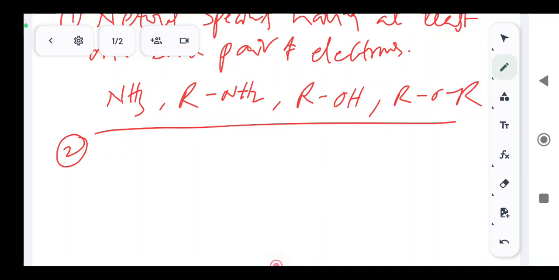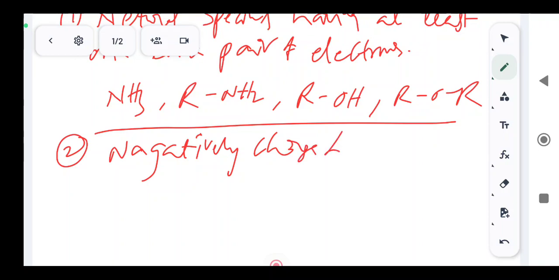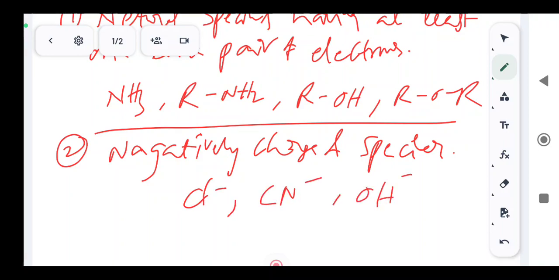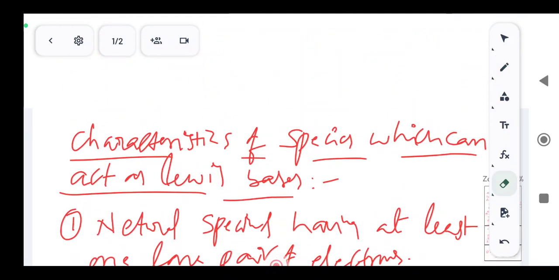Next, negatively charged species. Negatively charged species are simple anions. Example: chloride ion, cyanide ion, OH hydroxide ion. These simple anions also act as Lewis bases.